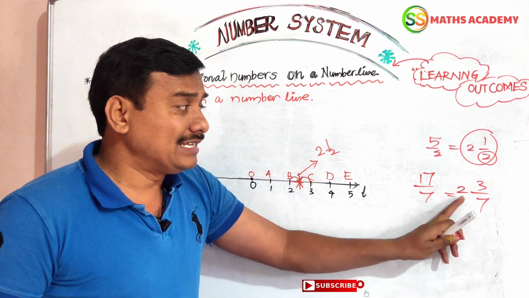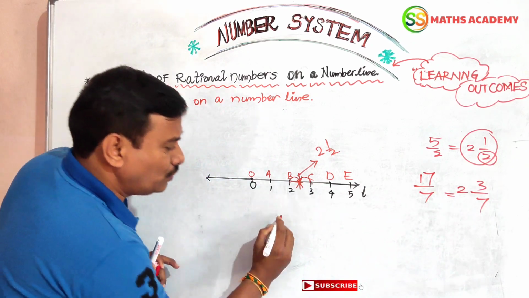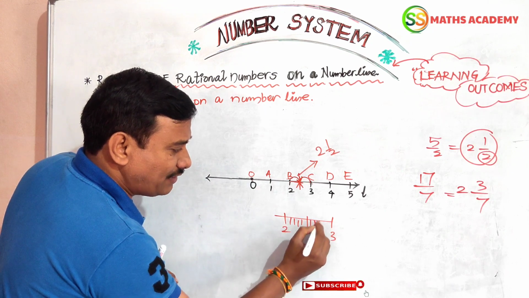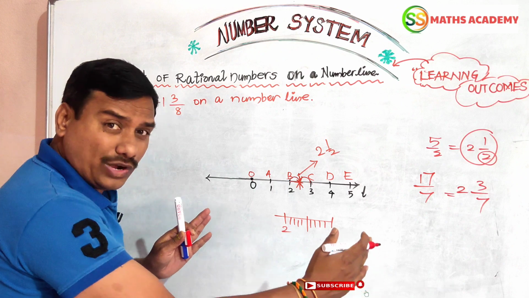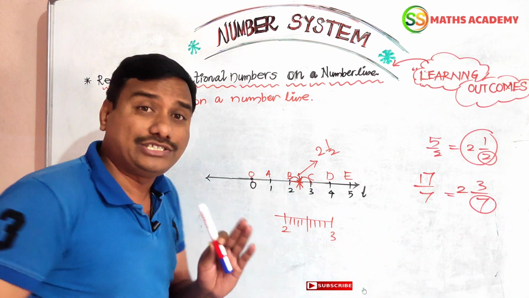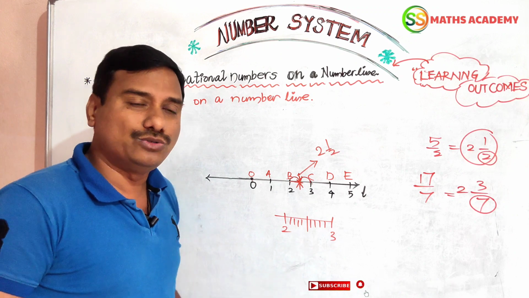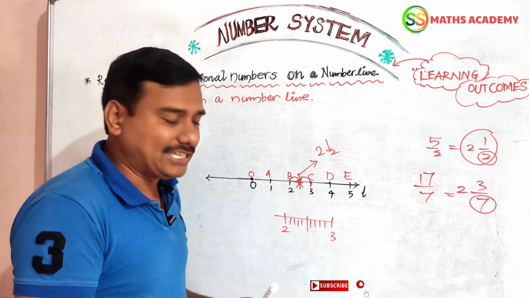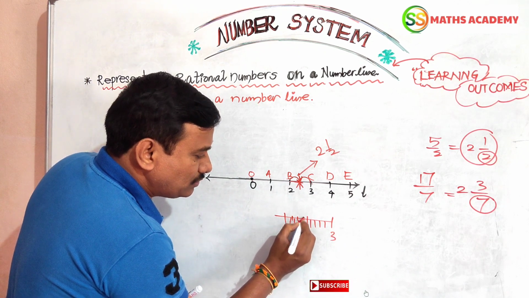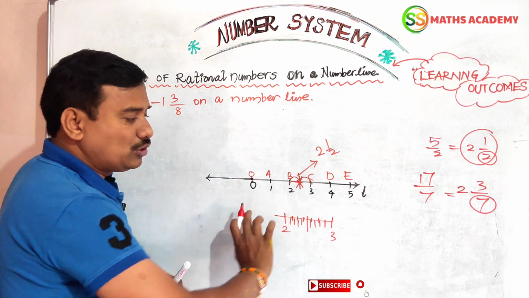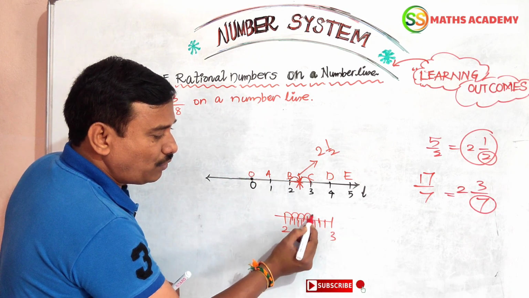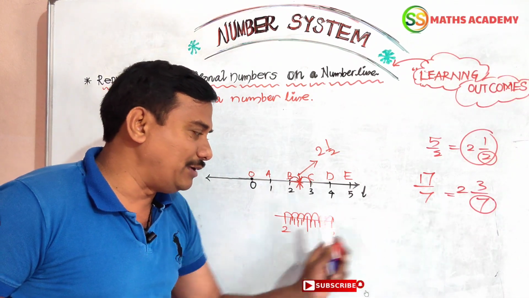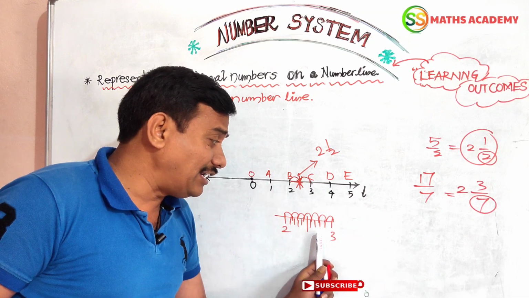After 2 means between 2 and 3. Here suppose 2, here 3, and here we mark 1, 2, 3, 4, 5, 6, 7, 8, 9, 10. Between 2 and 3, the total length will be divided into 7 equal parts. In what way do we do this? For example, here the total is 10 millimeters. We can go 1.1, 1.1 like that. So 1, 2, 3, 4, 5, 6, 7. I divided the total length between 2 and 3 into 7 parts.